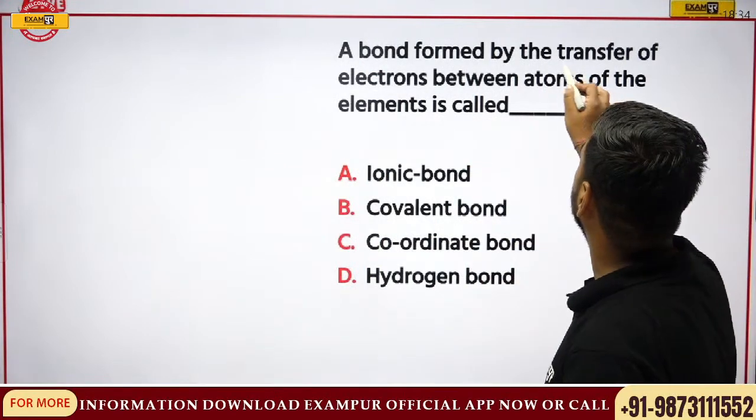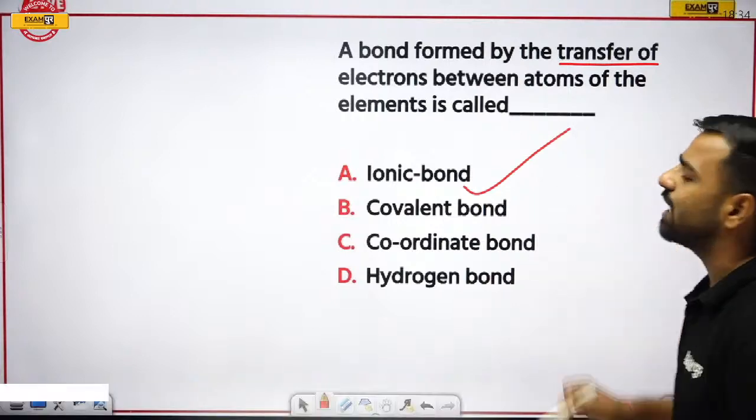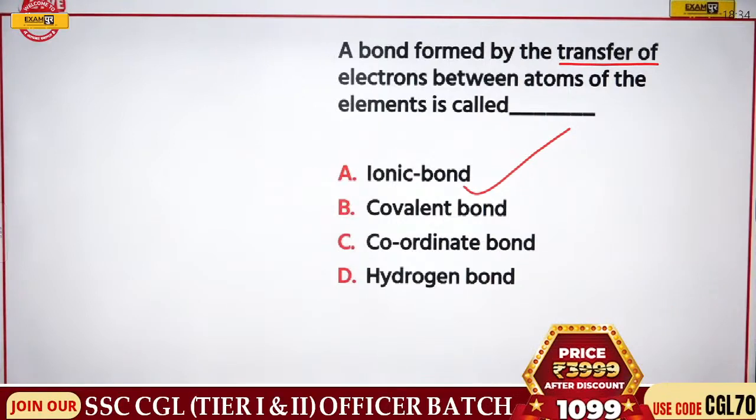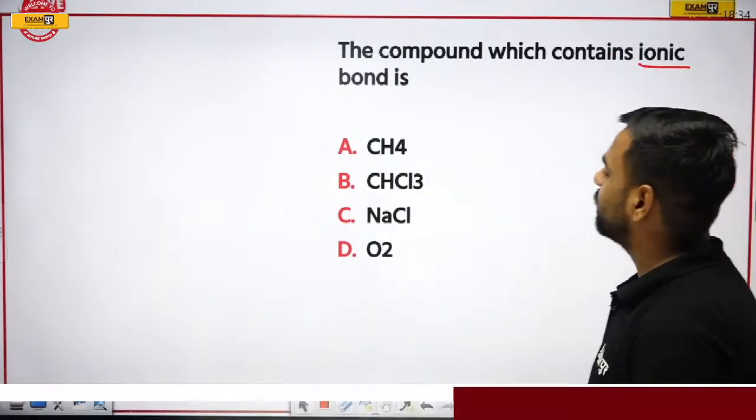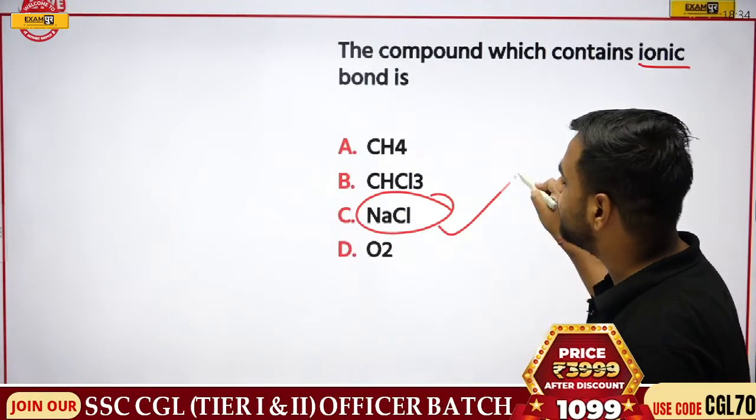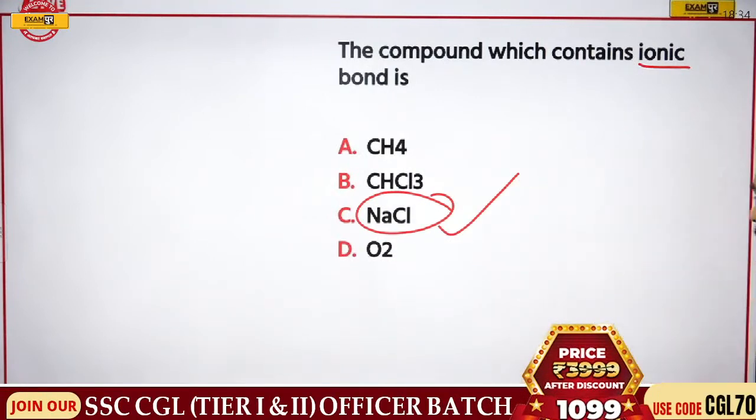So we have understood that when we are talking about the transfer of electrons, this is your ionic bond. Next, in the end, we will be understanding the coordinate bond. Next, the compound which contains an ionic bond is what? If I talk about the ionic bond, this is the transfer of electrons. We have totally understood. NaCl is going to be the correct answer.